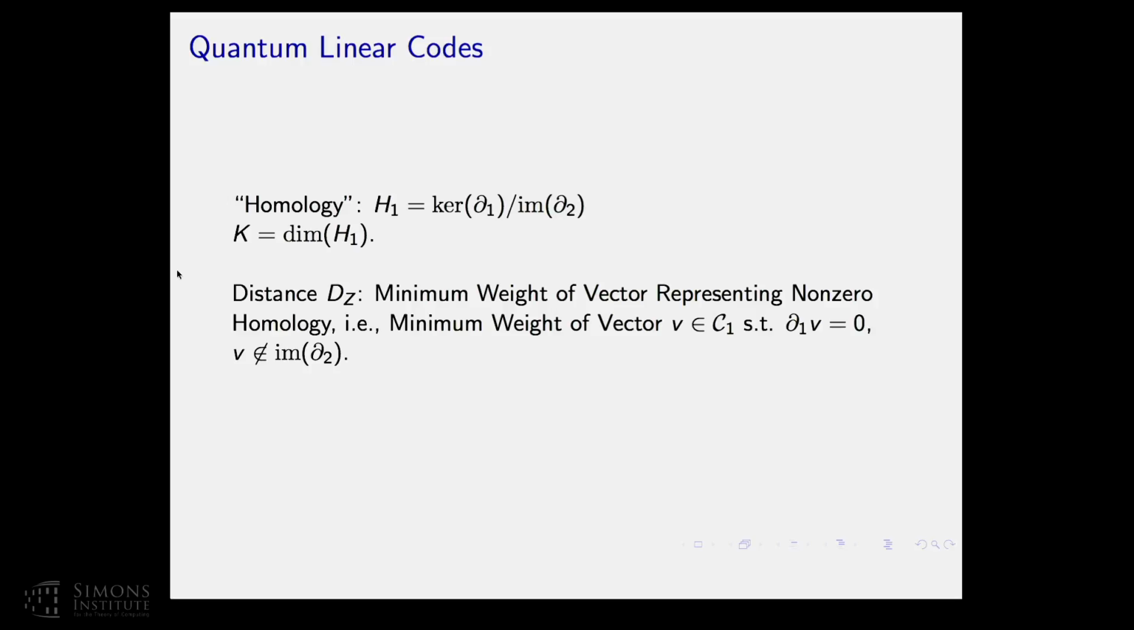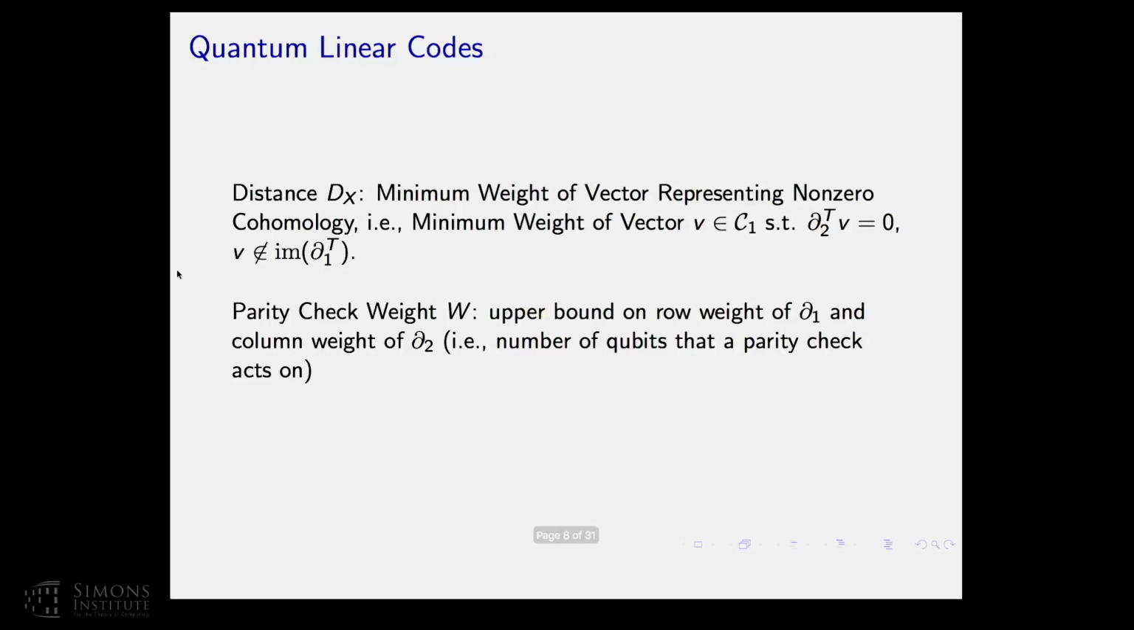There's actually two distances for the codes, because there's two different codes, a z code and an x code. So one of the codes distances is this. This is the distance against one kind of error. The other kind of error, you replace everything by transpose, and when you replace everything by transpose, you put a co in front, so it becomes cohomology. So it's the minimum weight of a vector such that grad 2 transpose on it is 0, and it's not in the image of grad 1 transpose.